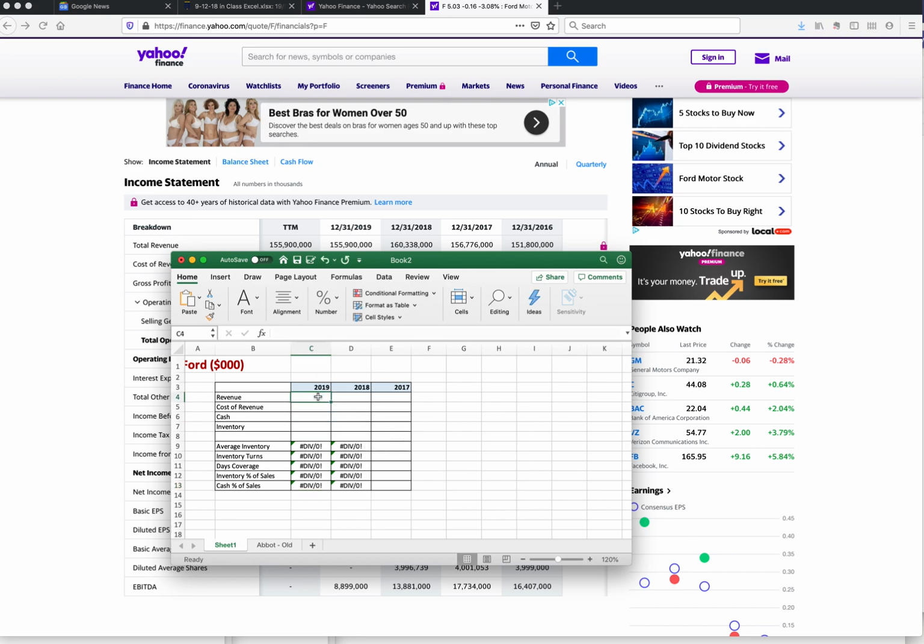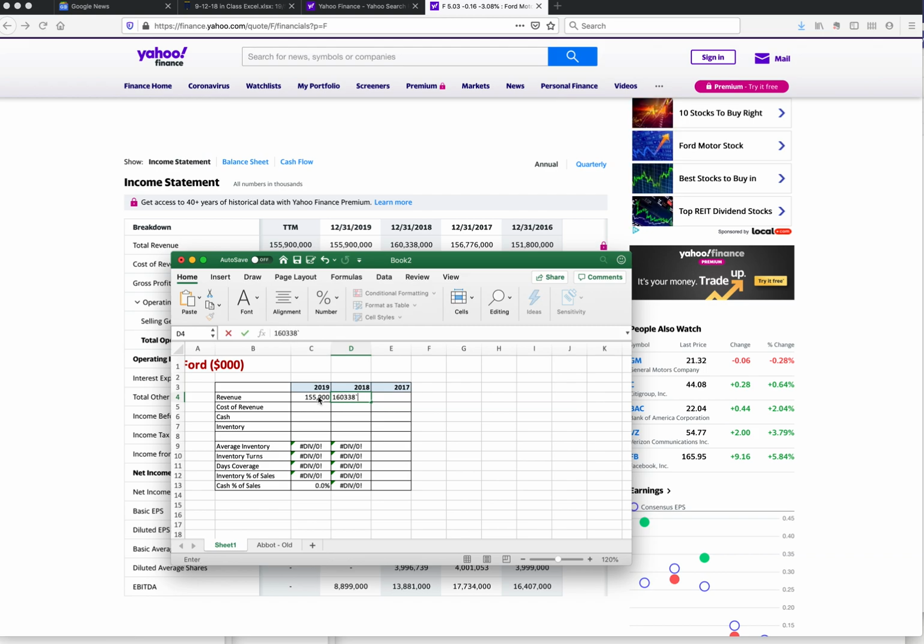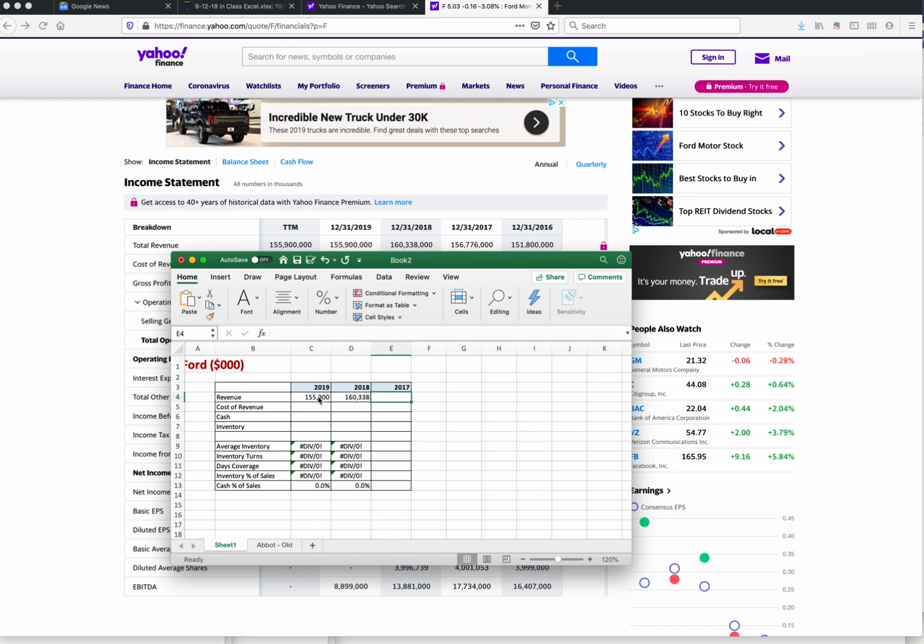So what's the revenue for Ford? 155,900, 163,338, and 156,776. Ford is a huge company. I mean, they're selling 156 billion. They went up to 160. Now in 2019, they're down to 155. Who knows what they're going to be this year?